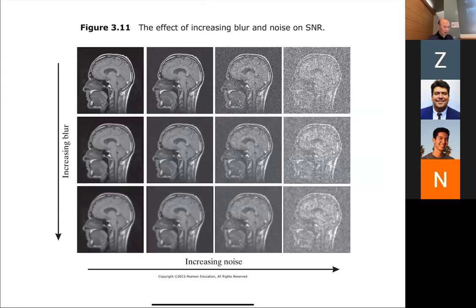One way we can reduce noise is to blur the image. This shows that if I have a lot of noise and I just blur more, I can reduce the noise somewhat because essentially it's averaging the noise over spatial areas, but it's not really a great solution if you have a lot of noise.